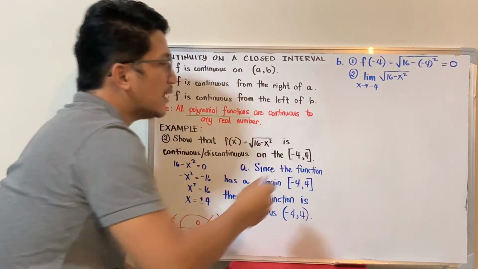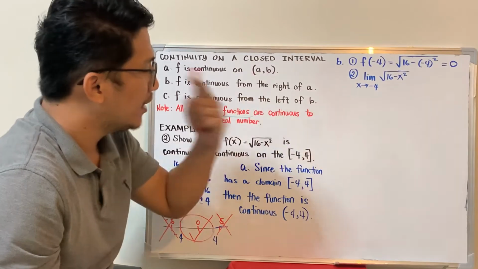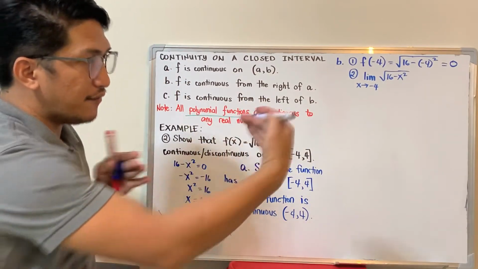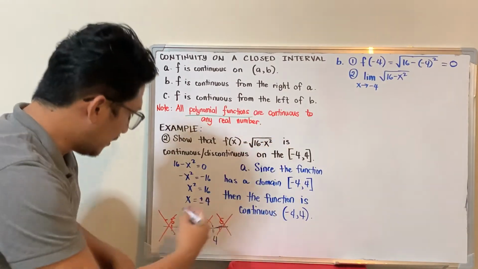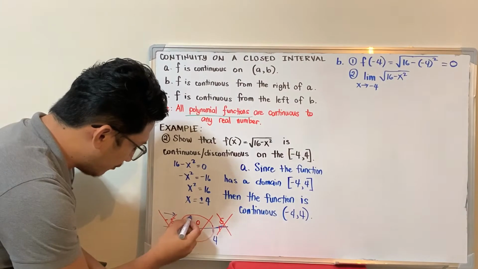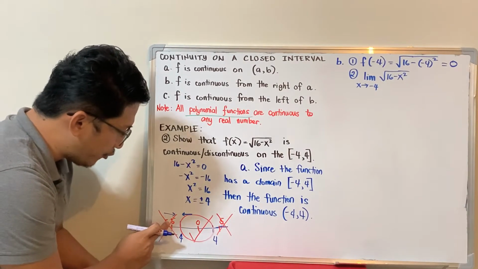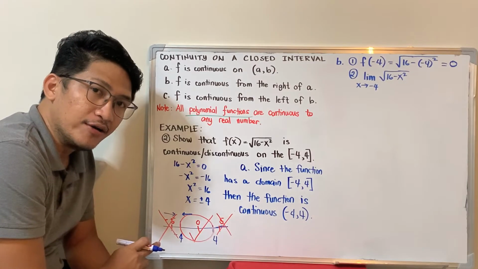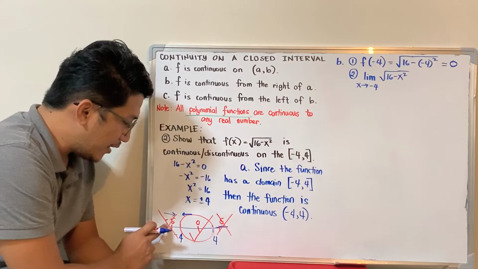Kung i-butang nato, from the right, so x is approaching negative 4, meaning left and right. We are getting the limit left and right. Tan-awa, ang left ug right, sa negative 4. Guys, dili siya pwede sa left, kay one-sided limit man siya. So, dili siya pwede.